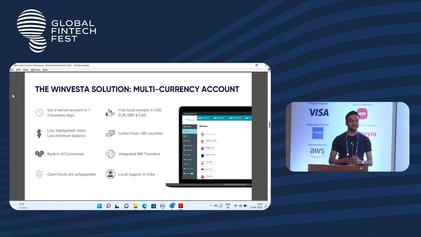You have free local receipts in dollars, pounds, euros, sterling as well. And even though you have all of these as local currencies, there's no limitations from how many countries you can bring this in from. So rather than going country to country to establish a new payment rail, you can already collect from over 180 countries through Winvesta. And while all of that's great and happening in the rest of the world, you get local support here in India. All of our customer support, compliance team sits here in India. We understand India KYC really well.